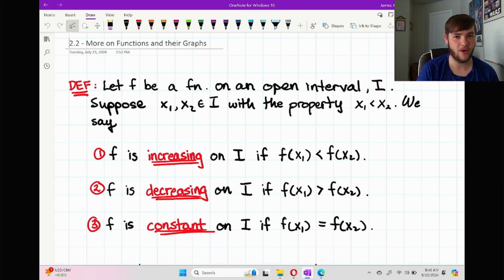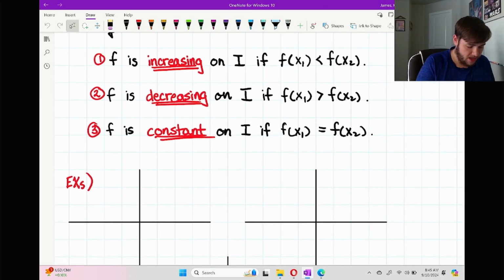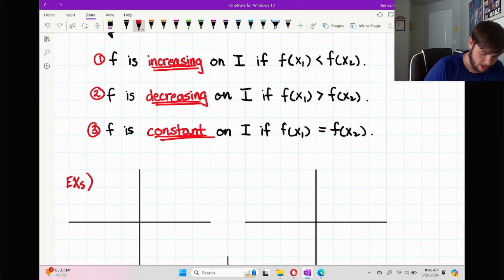This is a really difficult definition to digest because it's got a lot of math symbols floating around, but they describe some pretty simple ideas. And I think it's easier to see what these words mean with a picture. For example, an increasing function, remember that tells me if I have two inputs, let's say I've got x2 over here.